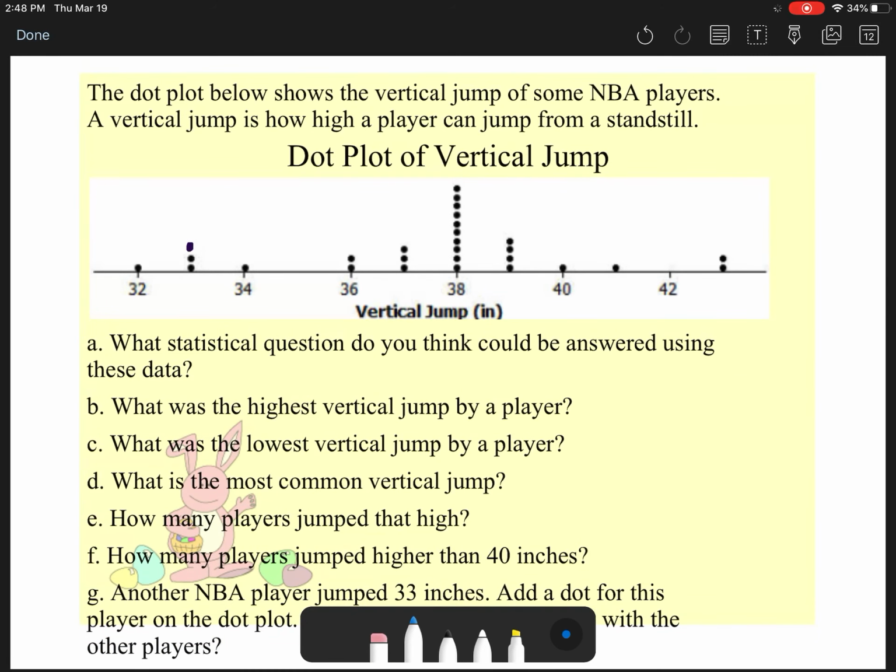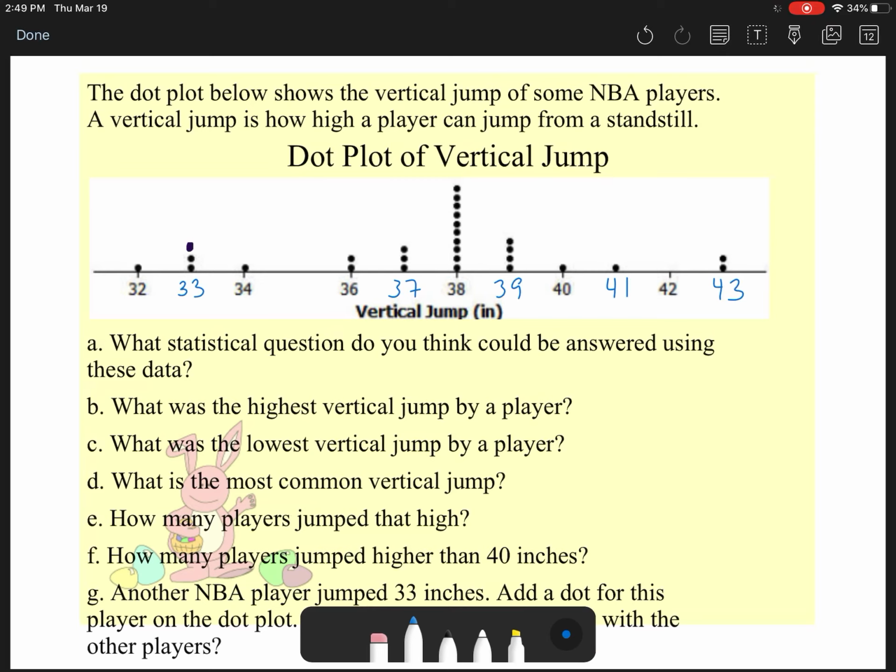Okay, let's take a look here. The dot plot shows the vertical jump of some NBA players. A vertical jump is how high a player can jump from a standstill. So the dot plot here shows the vertical jump in inches. So we've got 32, then we have 33, 34, 36, 37, 38, 39, 40, 41, 42, and 43. Okay, those are the vertical jumps.